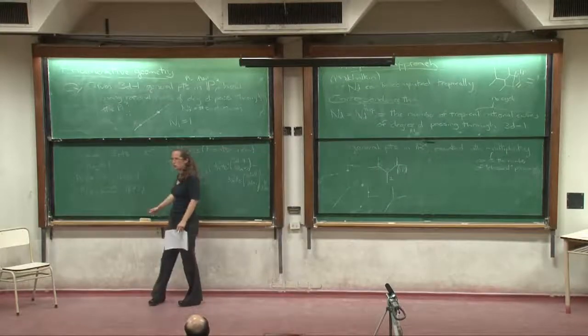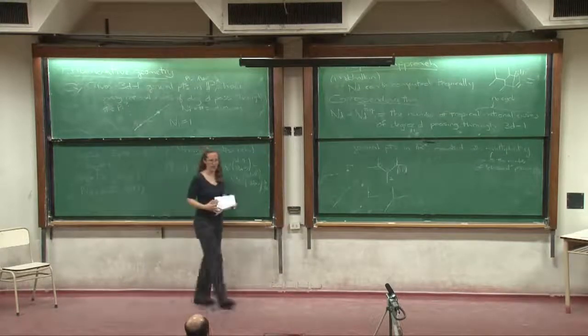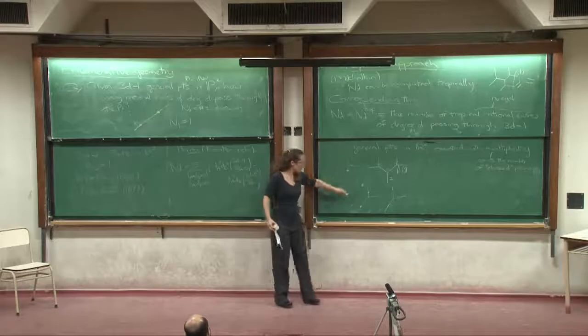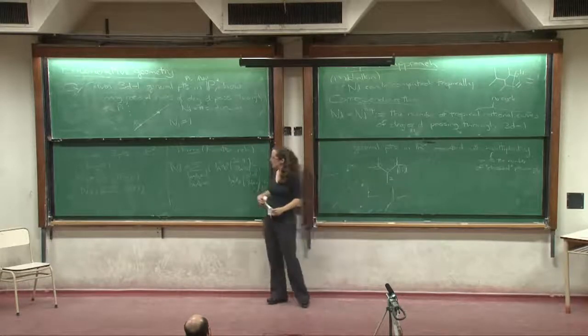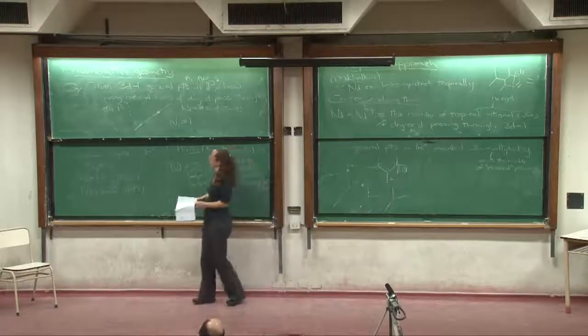Any two points in R2 have a unique tropical line. That line will be boring, it will have multiplicity 1, so that lets us read off this number in one of these ones.